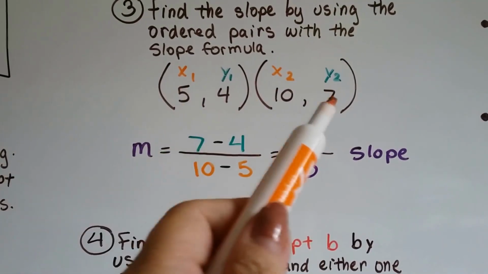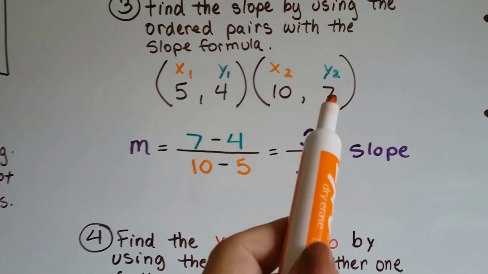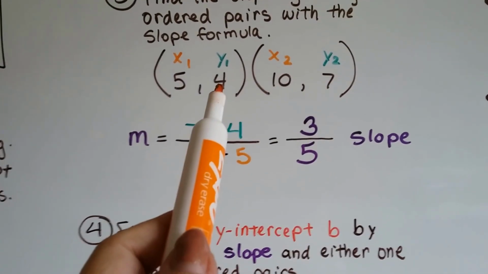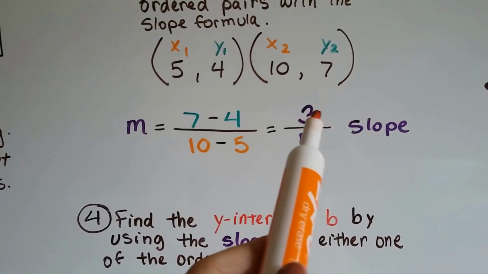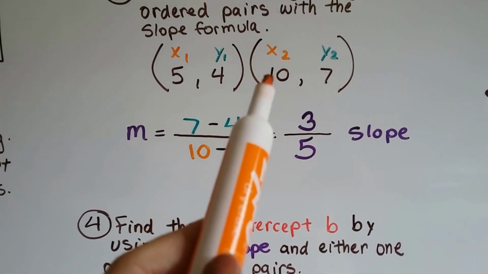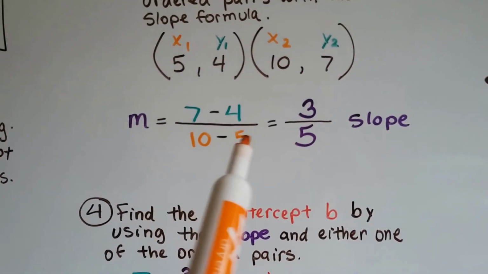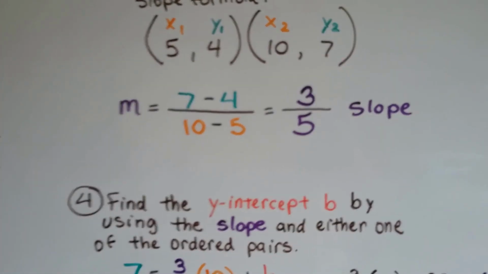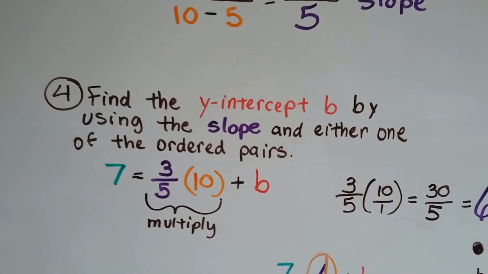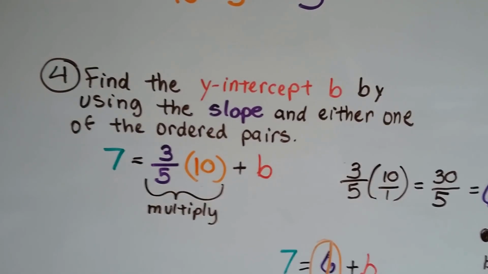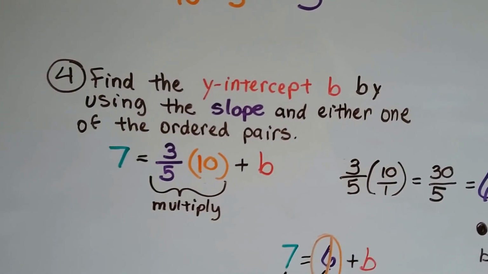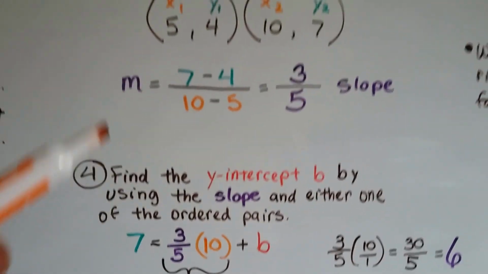And here's our pairs. So because we need to have y2, 7, take away y1, 4, 7 minus 4 is 3, and x2, 10, take away x1, 5, 10 take away 5 is 5, our slope is 3 over 5, or 3/5. Now we find the y-intercept b by using the slope and either one of the ordered pairs, and it doesn't matter which one.